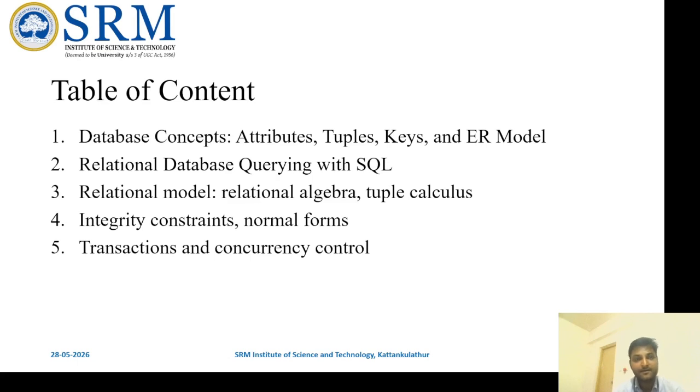Then the integrity constraints or normal forms, from first normal form to fifth normal form, including Boyce-Codd normal form, BCNF, are discussed. All the questions of GATE, transactions and the concurrency control at the end.